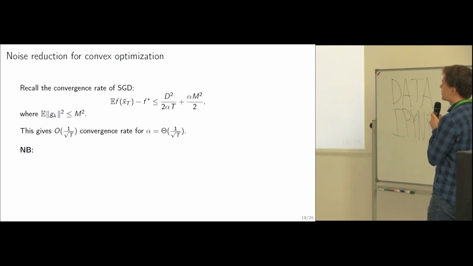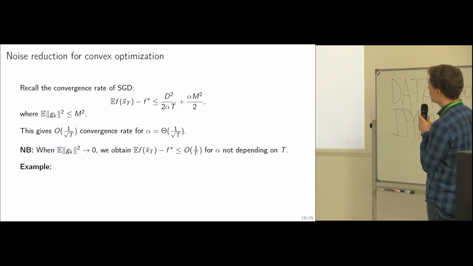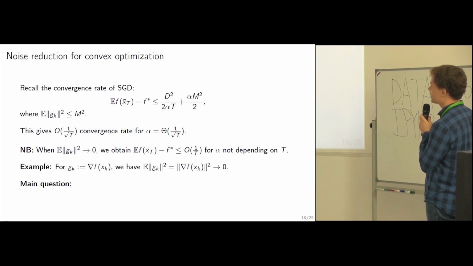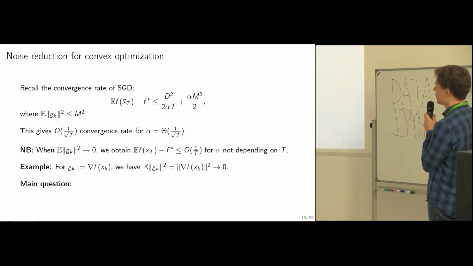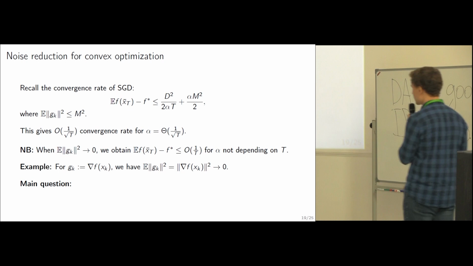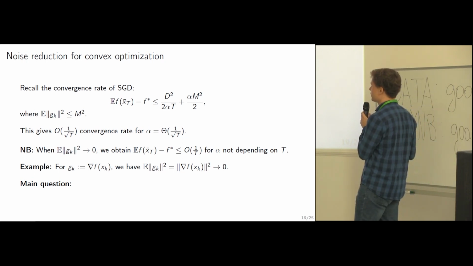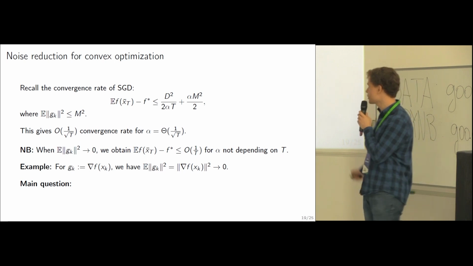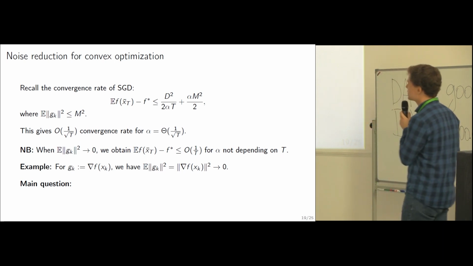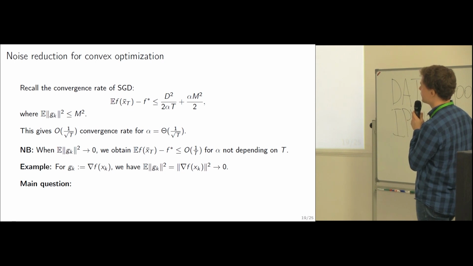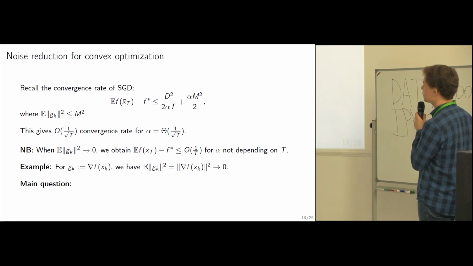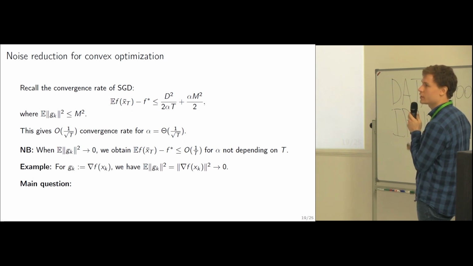For example, let us consider the classical gradient method. In the classical gradient method, this g_k equals the gradient. And we know that the expectation of this g_k squared is simply the squared norm of the gradient. And we know that if we optimize our function in the right way, it means that this x_k somehow converges to the solution, then the gradient must go to 0. And it means that after some time, this constant m will decrease, and eventually it will go to 0, and eventually we will obtain this 1 divided by t convergence rate.